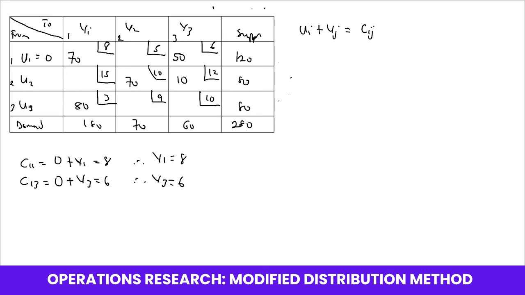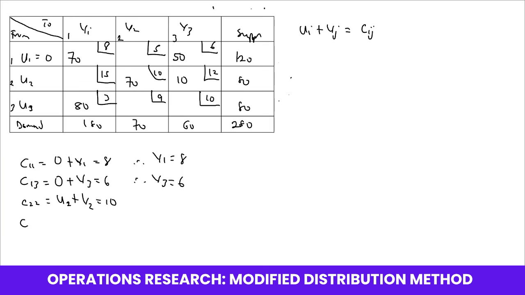What's the next allocated cell? That's C22, U2. We don't know our U2 and then we don't know our V2 as well. So we just write down the equation. That one should be equal to 10. We leave it, and we come back to it.